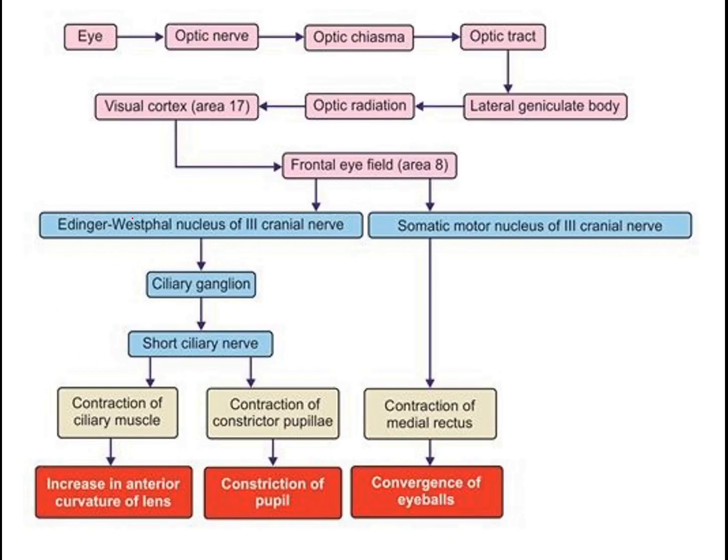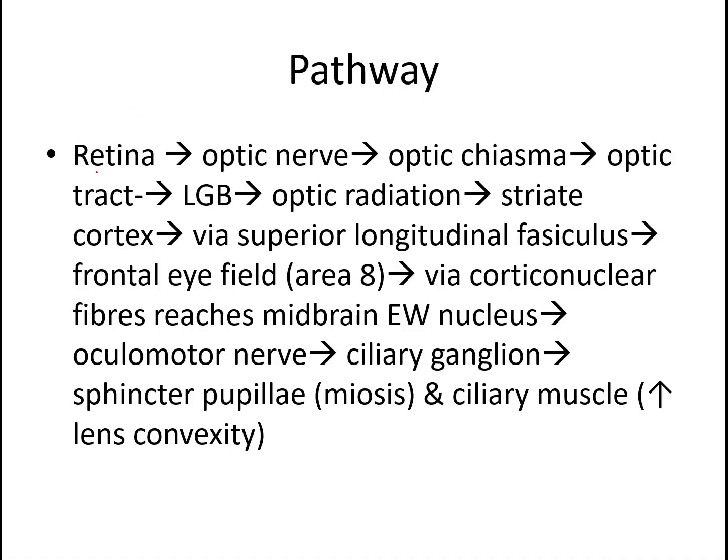Now, if you want to see the pathway of this accommodation reflex, we all know the optic pathway, right? The visual pathway. So light falls onto the retina. From the retina, we know via optic nerve, optic chiasma, optic tract, lateral geniculate body, optic radiation. Finally, it goes to striate cortex. Striate cortex is nothing but your area number 17. So area number 17 in the visual cortex, the impulses are similar to a visual pathway.